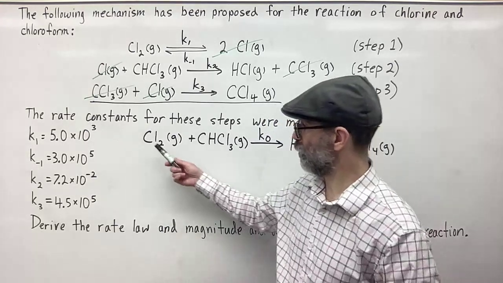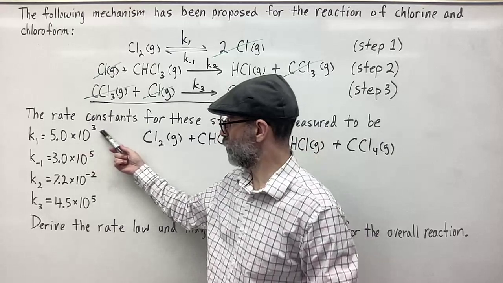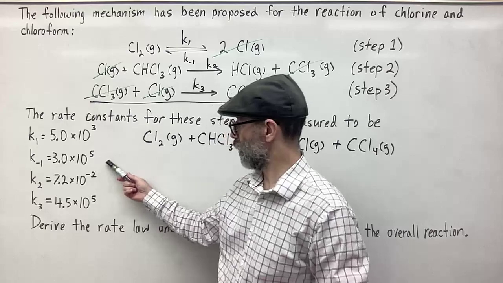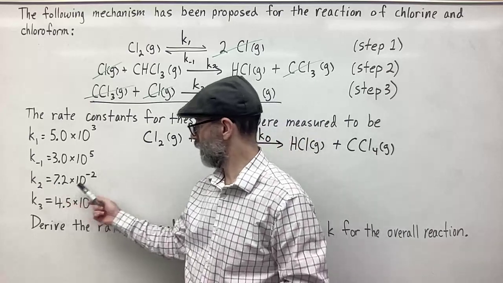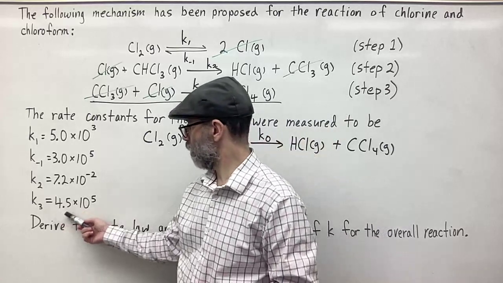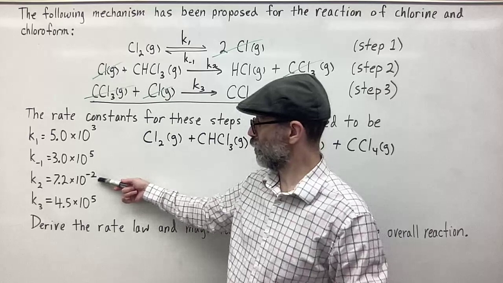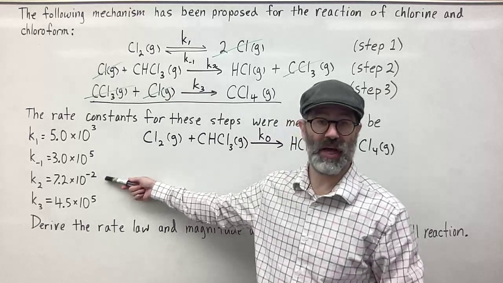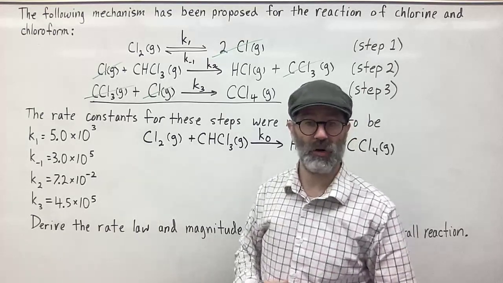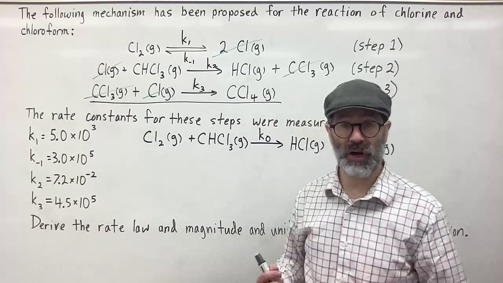And so right away you look at here, so you have 5.0 times 10 to the third, that's a large number. 3.0 times 10 to the fifth, that's an even larger number. 7.2 times 10 to the negative 2, that's a really small number. And then we have 4.5 times 10 to the negative 5, that's going to be a small number. So K2 is the smallest rate constant that's associated with step 2. So therefore, step 2 is our slowest step. So that's going to determine the rate law of the overall reaction.